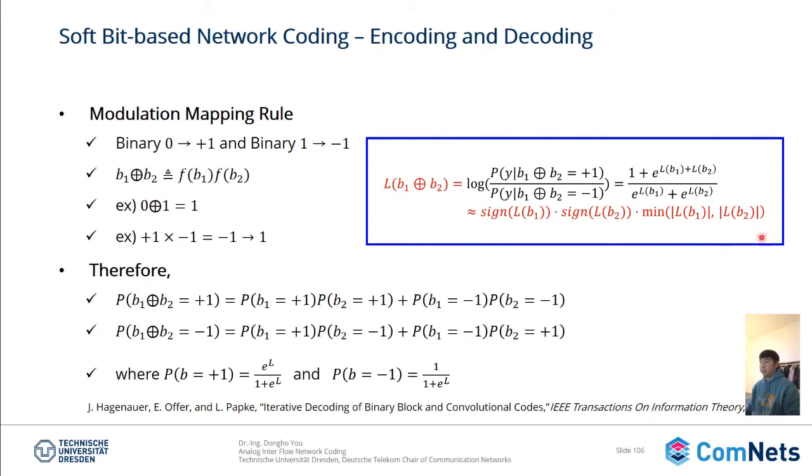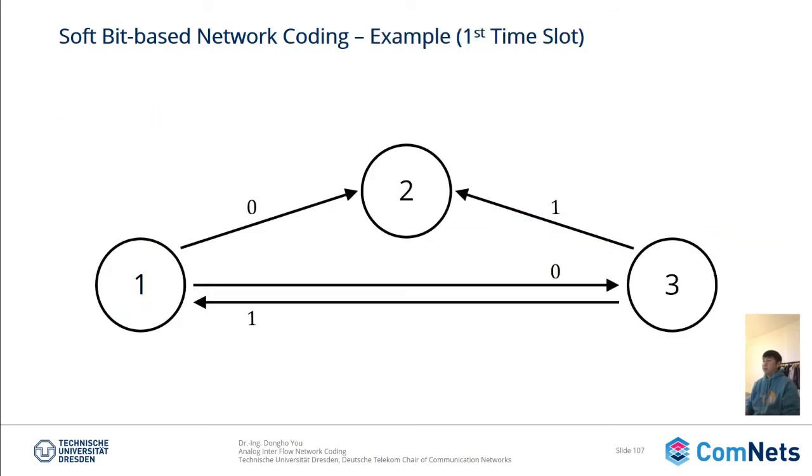Here, B1 XOR B2 can be derived like this. So let's just see an example using the two-way relay channel. But here, assume that there is a direct path between source node 1 and source node 3, and the channel condition of the direct path is worse than the path through the relay. In the first time slot, node 1 transmits 0 here and here, and node 3 transmits binary 1, at the same time.